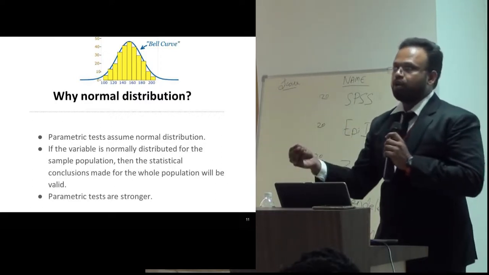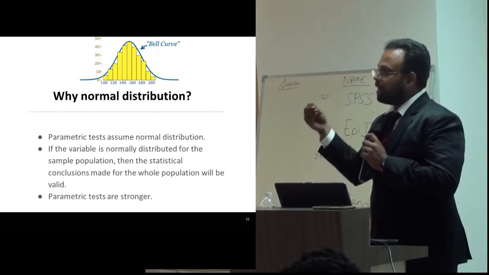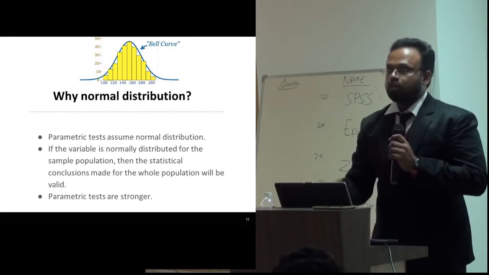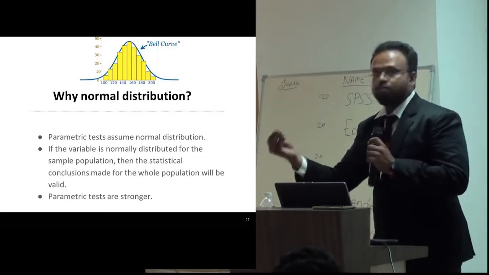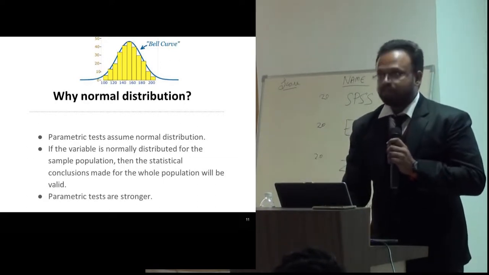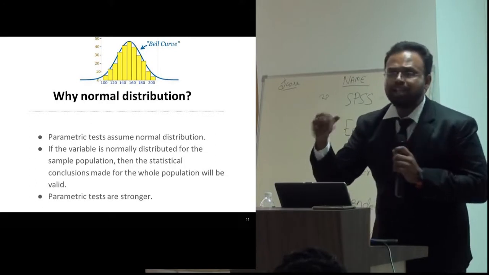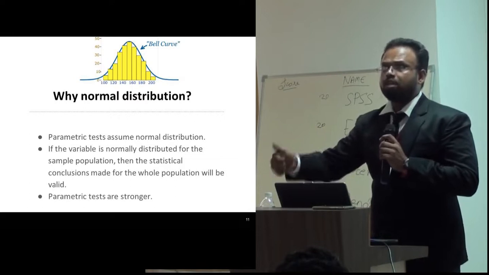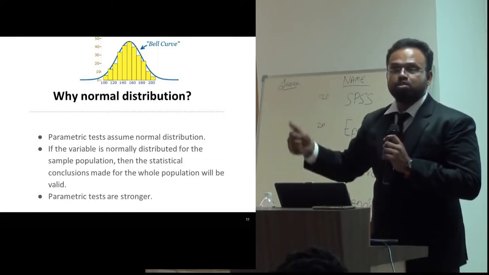When the data is normally distributed, if you make conclusions for the general population, then your study conclusion will be more accurate and more valid. That is why we are always running behind this normal distribution. Whenever data is normally distributed, the conclusion for the general population is so strong.